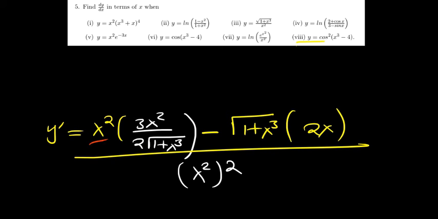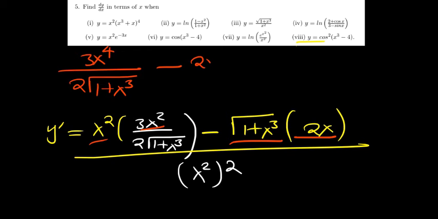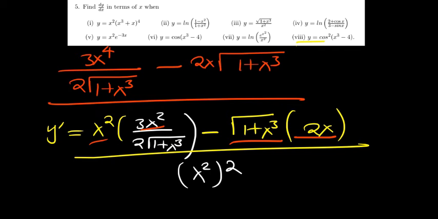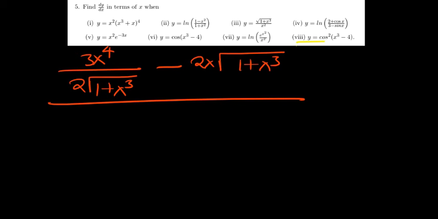So this times that is going to be 3x to the power 4, and then over 2 root of (1 plus x to the power 3), right? And then minus the other part. What are we remaining with? So if you multiply this times that, you're going to have negative 2x times the square root of (1 plus x to the power 3), of course, over what's on the denominator, which is (x squared) squared, which is going to be x to the power 4.